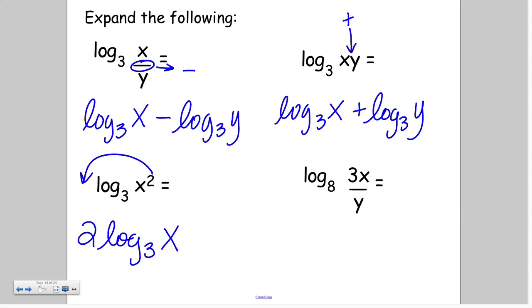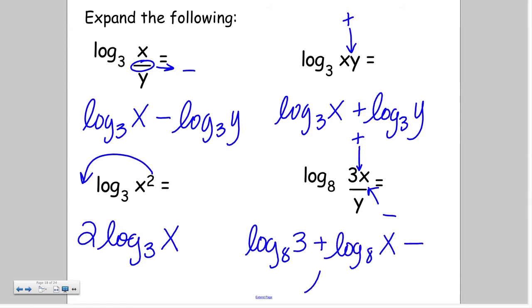Alright, here you've got multiple things going on. You've got multiplication and you've got division. So you're going to have some addition and subtraction. Plus, minus.